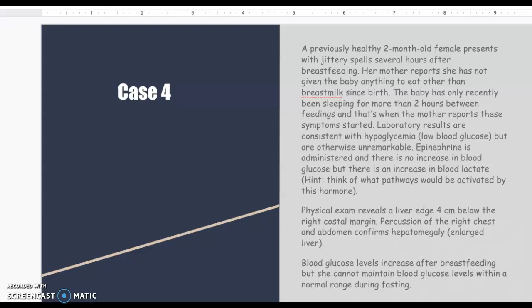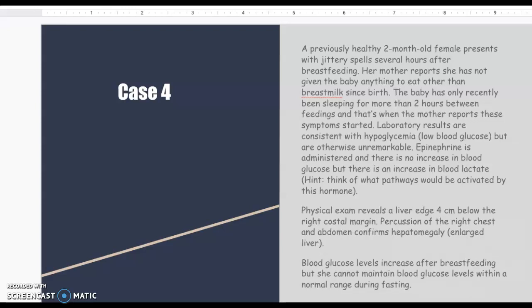So this was a very important section to kind of guess what the actual disease was. It also mentions that her physical exam revealed a liver edge 4 centimeters below the right costal margin, and pretty much confirmed that it was hepatomegaly, which is an enlarged liver. Blood glucose levels also increase after breastfeeding, but she can't maintain blood glucose levels within normal range while she's fasting.